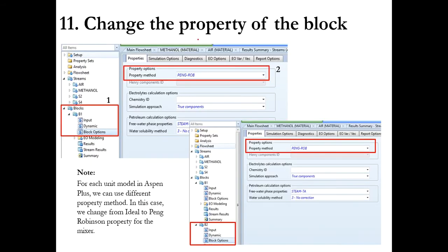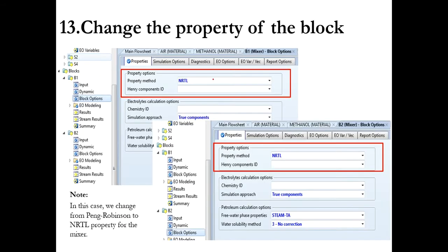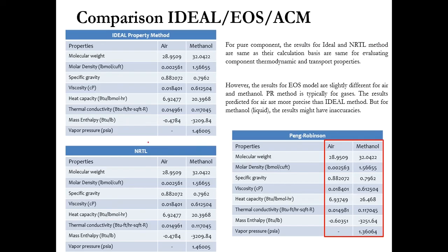And then we will change the property method. How will we change it? We will go to the blocks, and in the block option, we will select Peng-Robinson, and then we will calculate the values. Then we will select NRTL, and then we will calculate the values. And then we will come back finally to the sheet at the end once we are done with the simulation. So let's go back to Aspen Plus and simulate it.